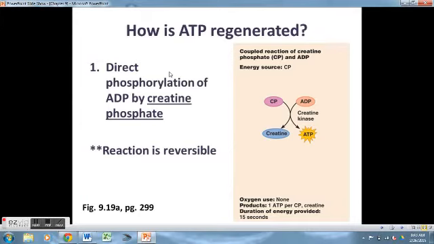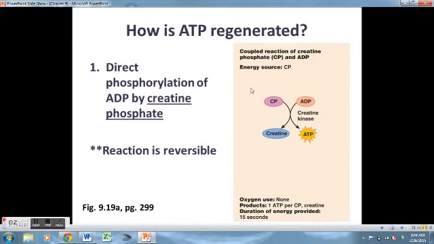So the first method is what's called the creatine phosphate pathway. Now, what's really cool about this particular method is it doesn't require any oxygen at all. So it's really fast, right? You don't have to increase your oxygen availability for this to happen, but it's not very efficient. It only makes like 1 ATP at a time, which 1 ATP doesn't get you incredibly far.